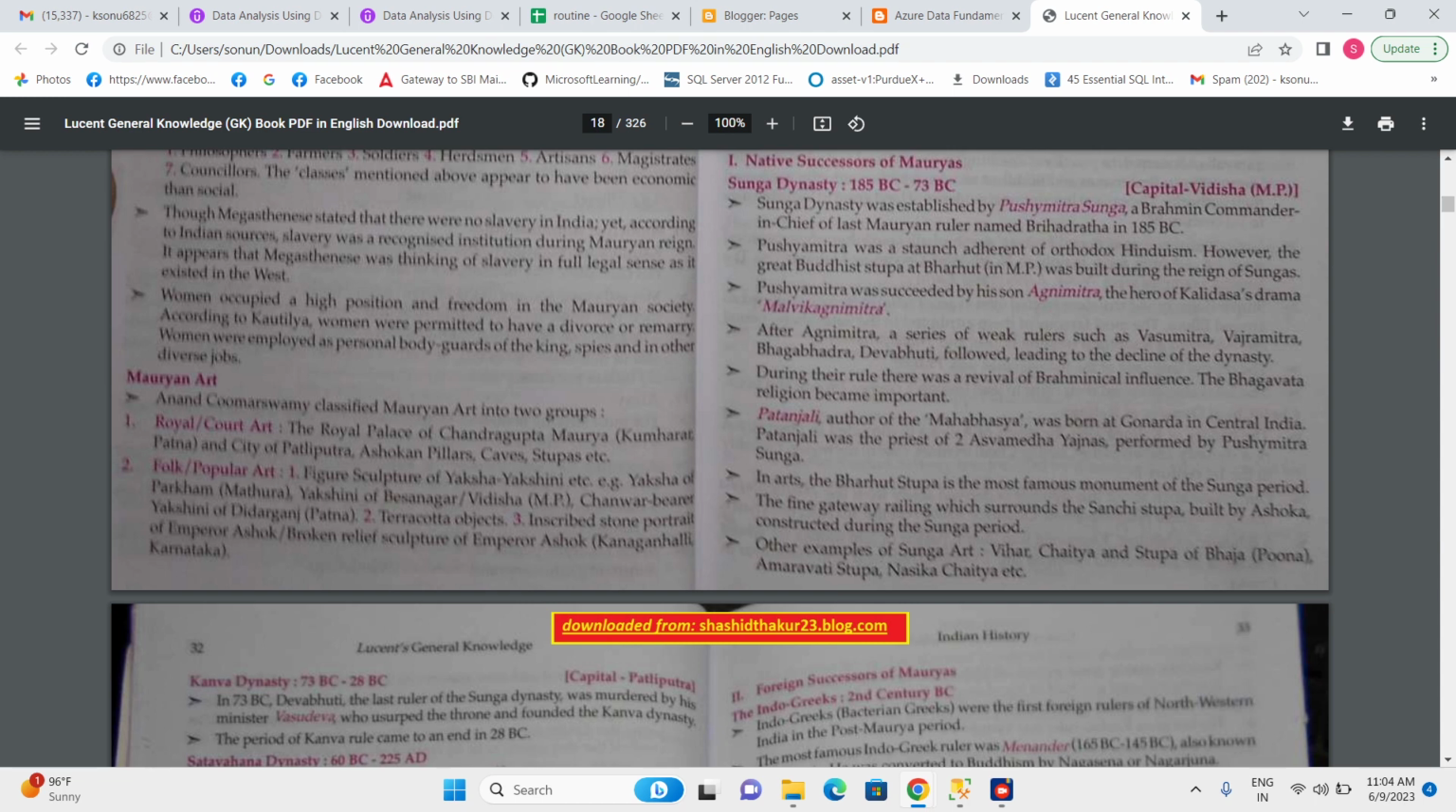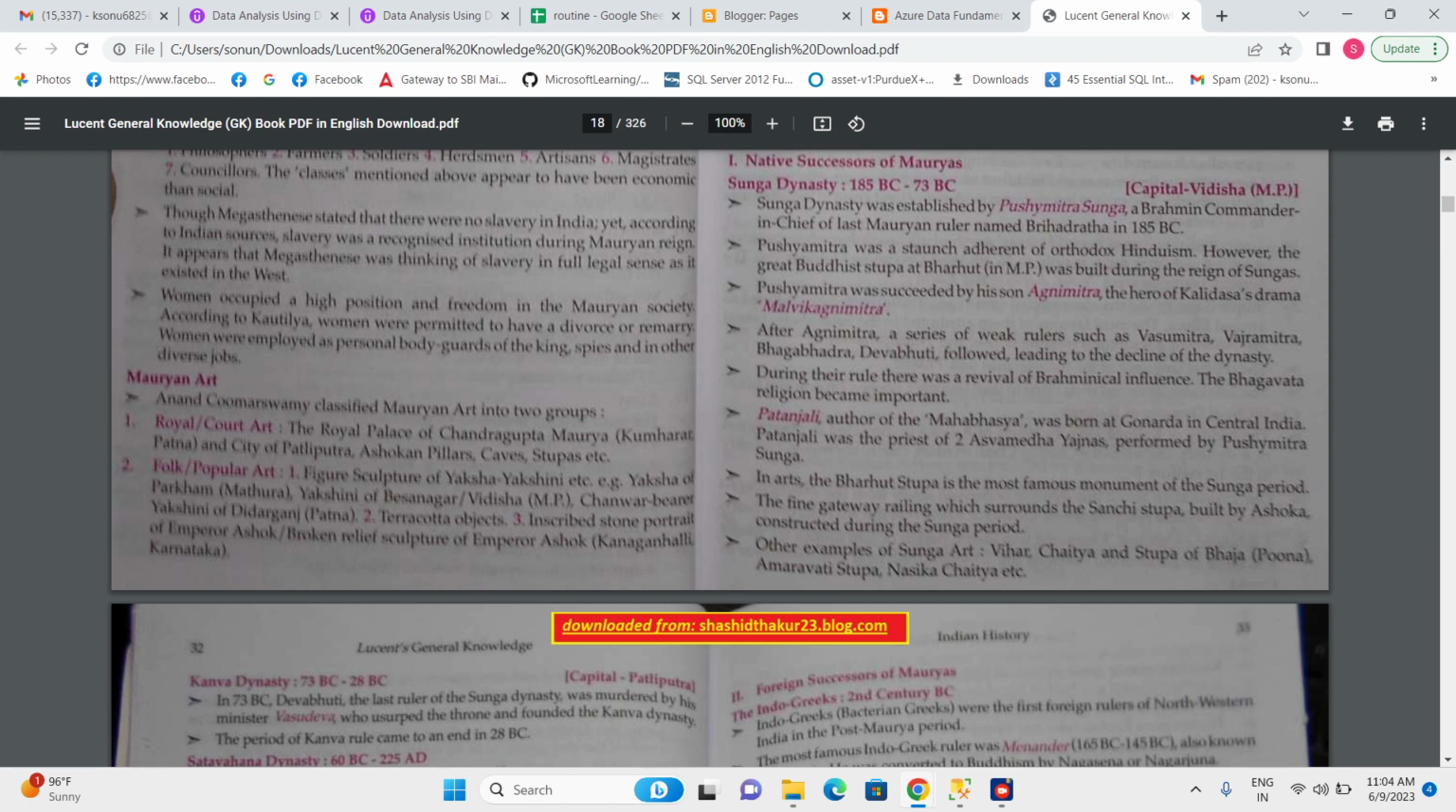And one of the most important points is that there were some people in the royal court, like Parsva, Vasumitra, Ashvaghosha, Nagarjuna. And the last ruler of the Kushan dynasty was Vasudeva I.